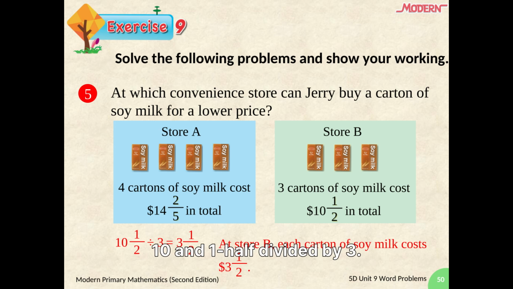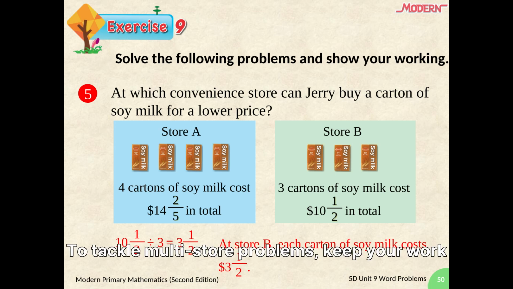10 and 1/2 divided by 3. Convert 10 and 1/2 to 21 halves. Now multiply by 1/3. Simplify 21 and 3. 21 divided by 3 is 7. That leaves us with 7 over 2. In its mixed number form, that is $3 and 1/2. Interesting. Know how. 3 and 1/2 is the same as $3.50. Store B is $3.50 per carton. Now we have 2 prices to compare.